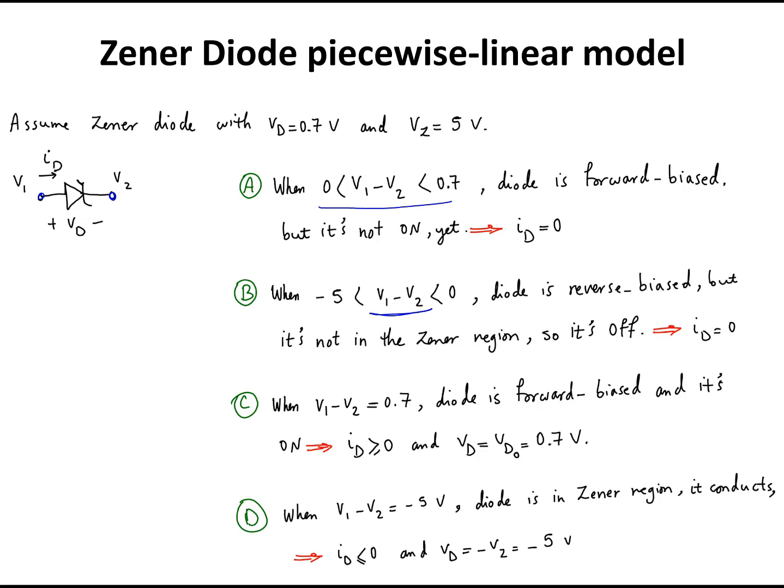When V1 minus V2 is equal to 0.7 volts, the diode is forward biased and it is on. In this condition, ID is greater than or equal to 0 and VD is a constant value equal to 0.7 volts. Now, when V1 minus V2 equals negative VZ, or negative 5 volts, the diode is operating in the zener region. It conducts and ID is going to be equal to or less than 0, and the voltage across the diode is going to be a constant value equal to negative 5 volts.